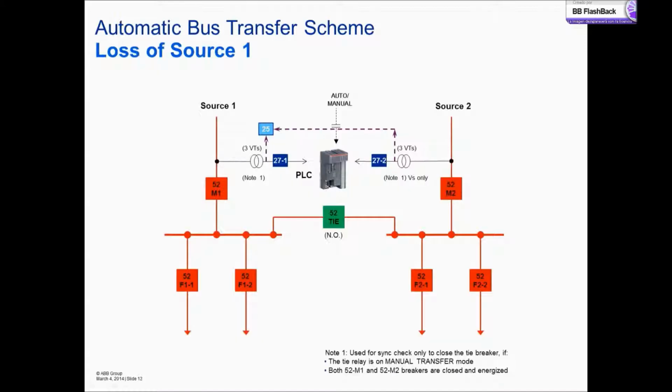So, loss of source 1. During this case, we're going to lose the voltage in source 1. This will create that the 27 relay will send the signal to the PLC that there is no voltage. Therefore, the PLC will send a command to open the main 1 and close the tie.